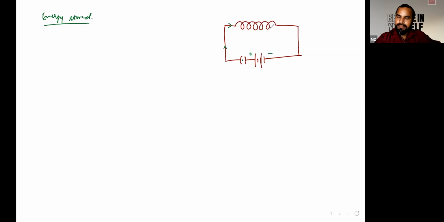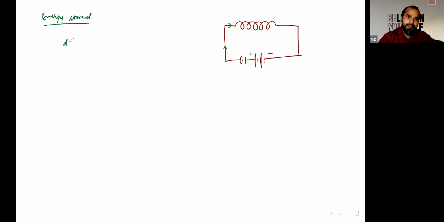Since the coil has a tendency to oppose any variable current, when the switch is turned on, a variable current starts flowing in this particular circuit. Due to that variable nature, the coil will tend to oppose that variable current. Due to that, the battery has to do some amount of work to pass that variable current against the opposing nature of the coil. That amount of work done by the battery to pass variable current through the coil gets stored in the form of energy, which is called magnetic energy stored.